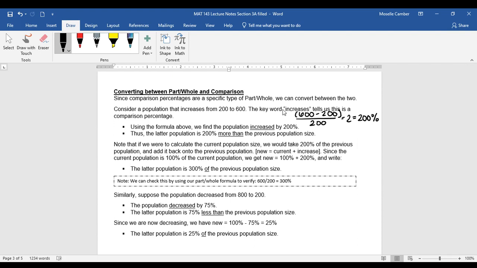So the population increased by 200%, which means that the later population is 200% more than the previous population.